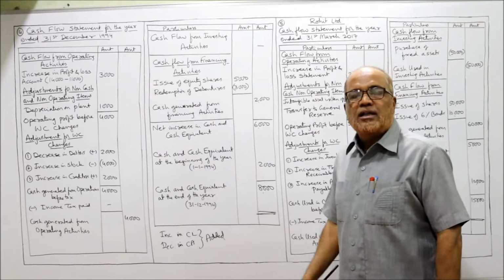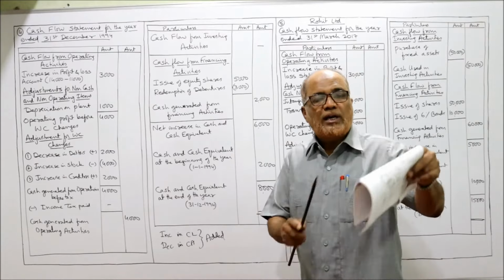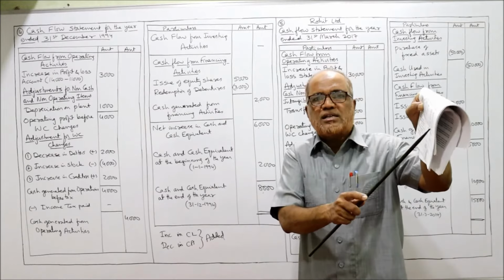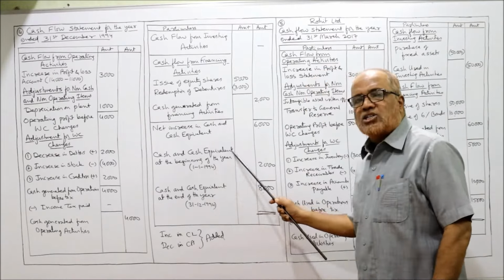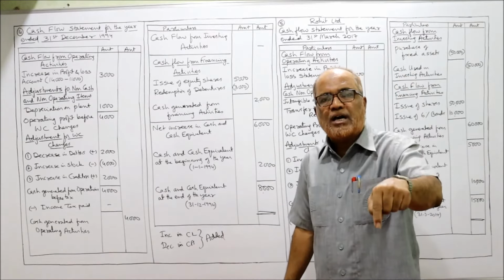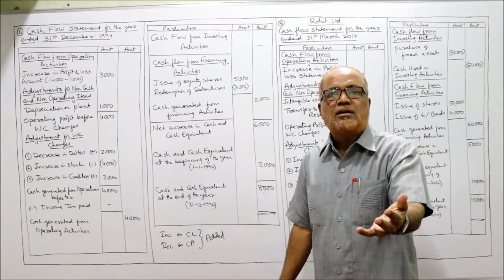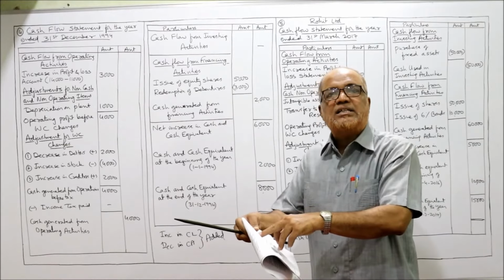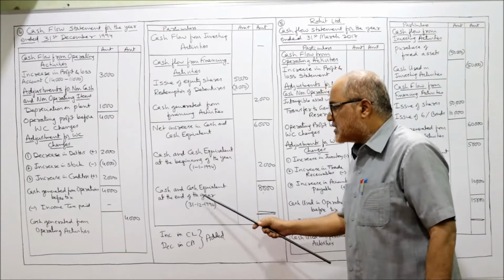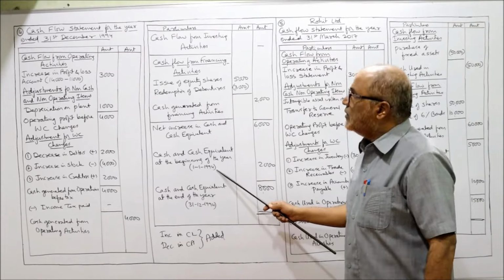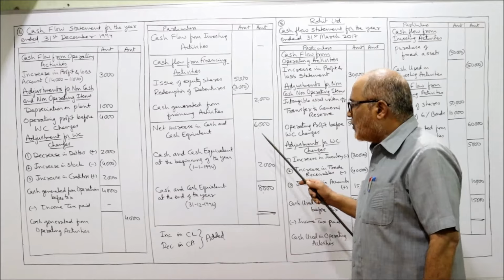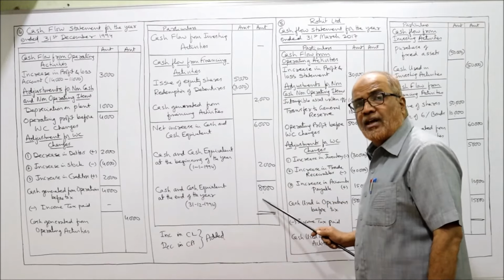To this we add the last year's cash. So in the balance sheet you can see the last year's cash was 2,000. So cash and cash equivalent at the beginning of the year. Last year's closing balance will become current year's opening balance. The closing balance of 1993 will become opening balance for 1994. So 1st January 1994, 2,000 is given in the problem. Now you add up 6,000 plus 2,000, 8,000.